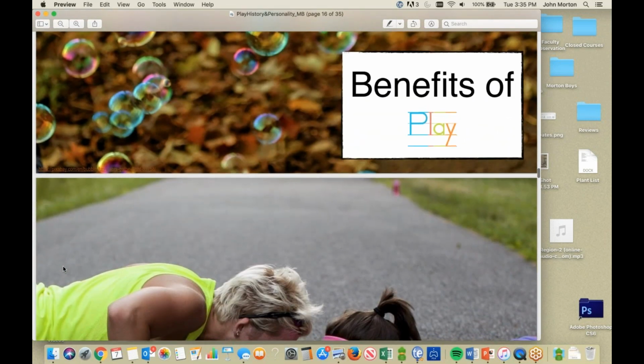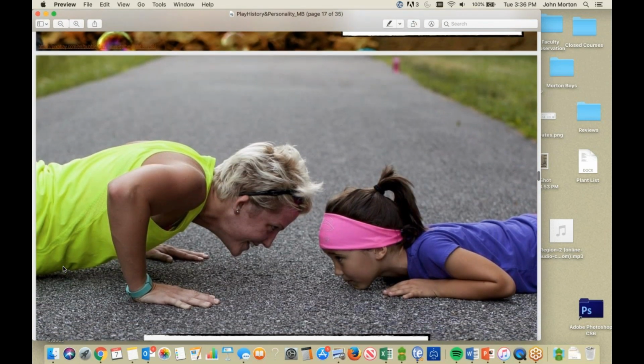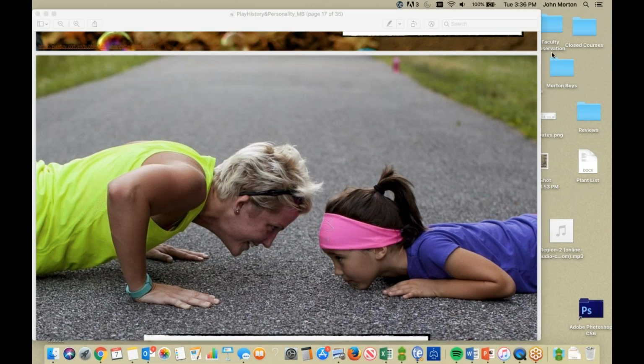So, benefits of play. And I'm sure that these have probably already come up a little bit. The thing else is I like to be in a mix of things.